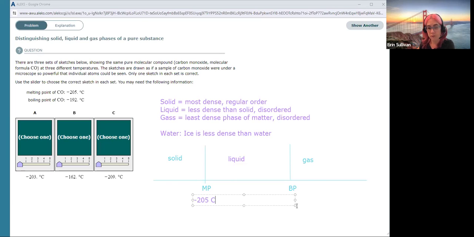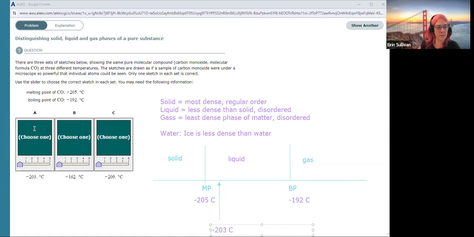So the melting point of carbon monoxide is minus 205, and the boiling point is minus 192, which doesn't sound like it, but it is warmer. Okay. I don't know why that changed color, but we're just going to go with it. Okay. So the temperature we're actually at in each of these pictures, let's try and sort of plot it on. Okay. So minus 203 degrees Celsius, that would be about, let's get an arrow, minus 203 would be about here, right? So minus 203 degrees Celsius would put us in the liquid zone right here.